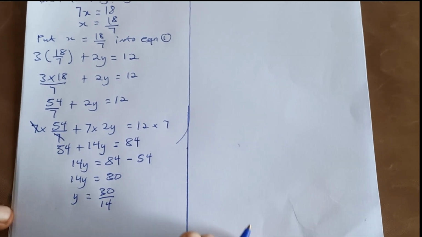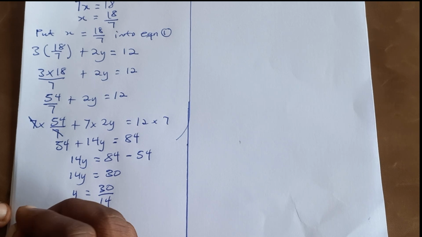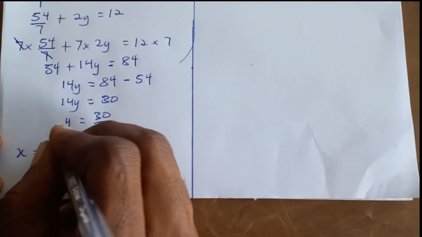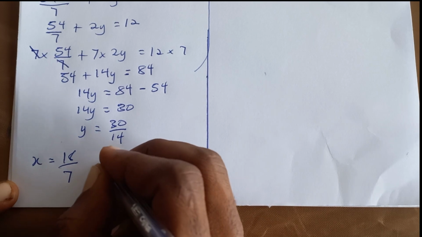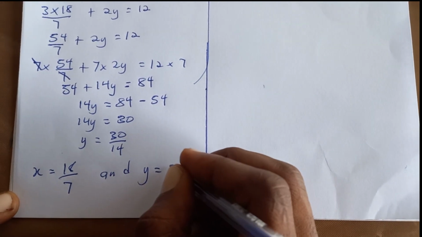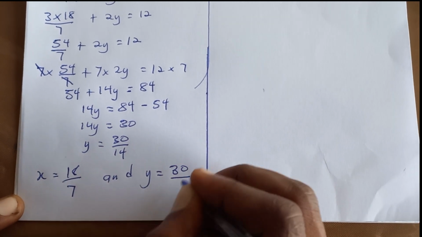So therefore, our solution for the system of equation is x is equal to 18 over 7, and our y is equal to 30 over 14.